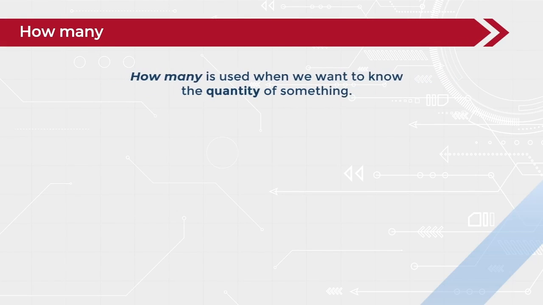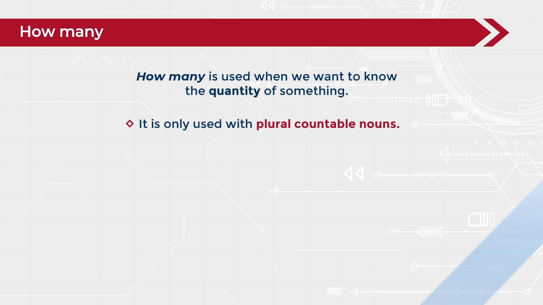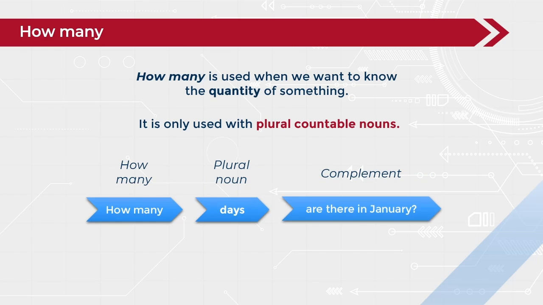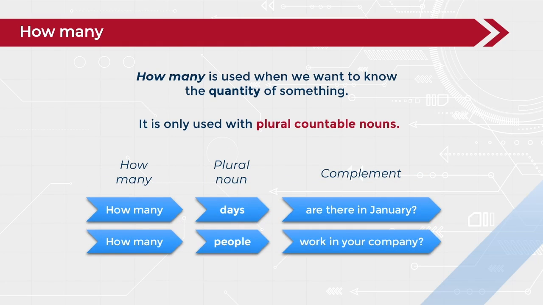How many? Quantity. How many is used when we want to know the quantity of something. It is only used with plural countable nouns, and it follows the structure how many plus plural noun. Example, how many days are there in January? How many people work in your company?